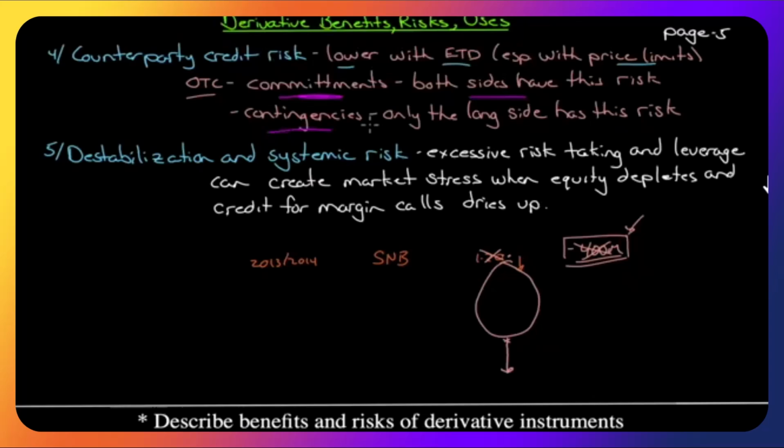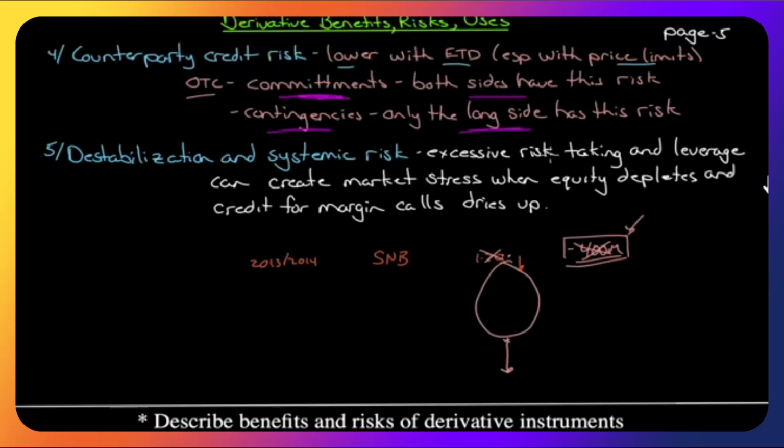With contingencies, these are options. Only the long side has this risk, because if I sell you a call, I get paid upfront today. There is no condition under which you, as the buyer of the call, would ever owe me more money. I can never have counterparty risk from you, because there's never a situation where after you pay me the premium, you would ever owe me anything. But I may be in a situation where I owe you, so you are the only one with counterparty risk. Only the long side has counterparty risk with contingencies. With commitments, both sides have this risk.